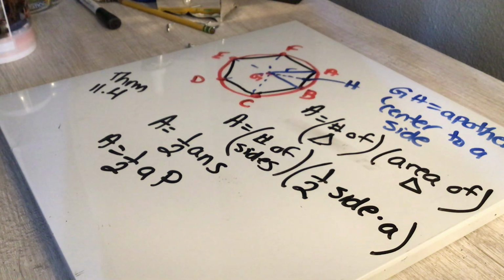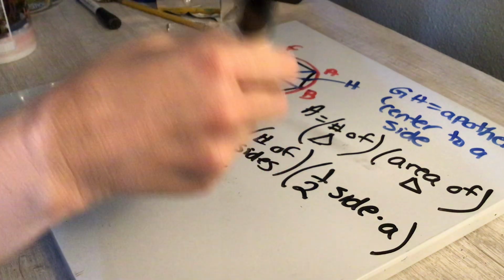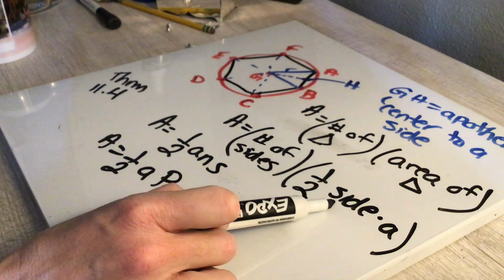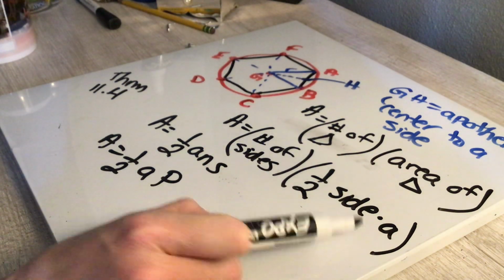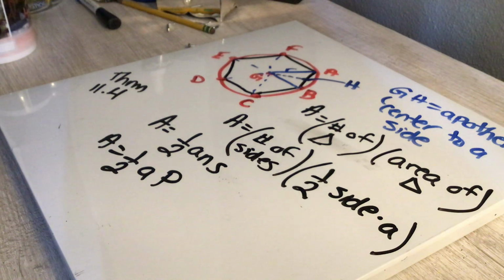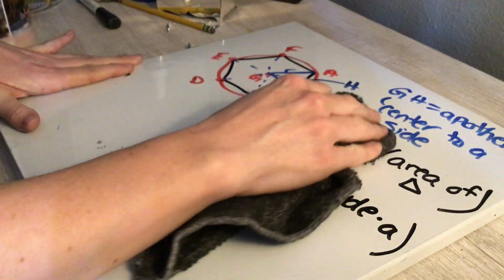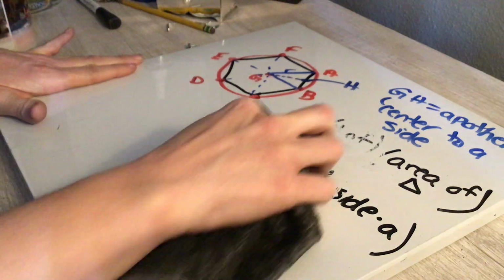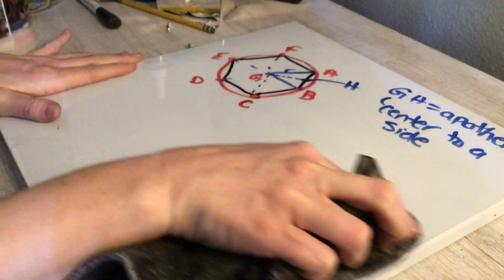So the big key is being able to find the height and the side length, because the number of sides you just count. So we need to know the side of the polygon and the apothem. So how are we going to do that? Well, that comes into play with the angle here. So what you're going to need is your central angle.